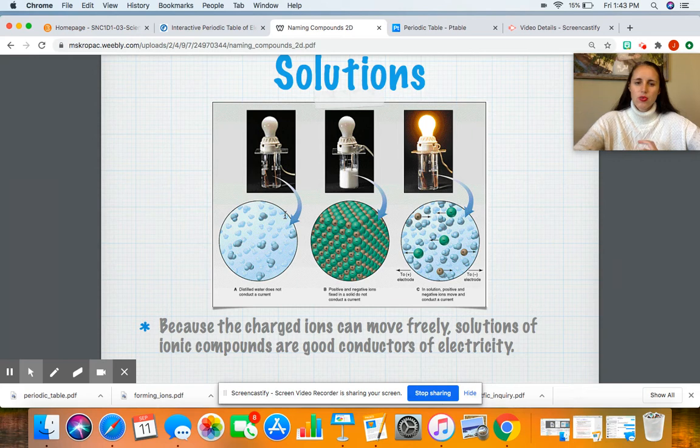Because they dissolve so easily and they've got ions floating around in the water, they are said to be good conductors of electricity. Salt water itself is a very good conductor of electricity. So you can have electricity flow freely through salt water or any ionic solution.